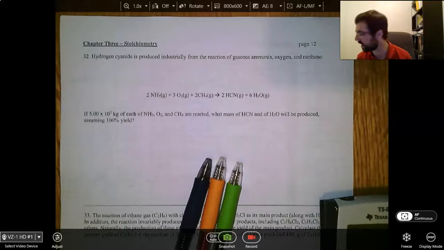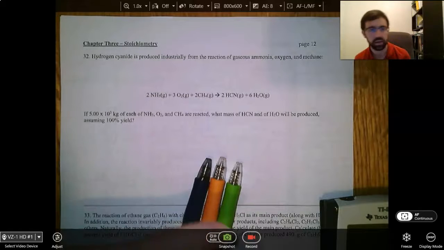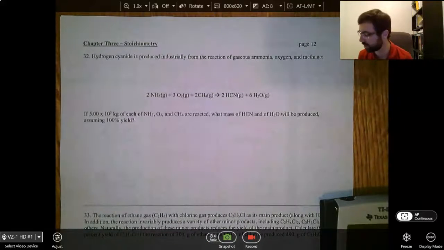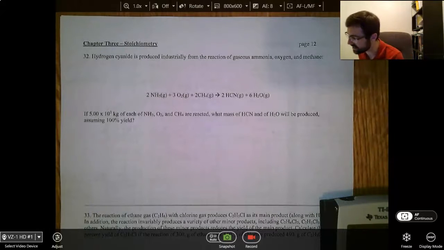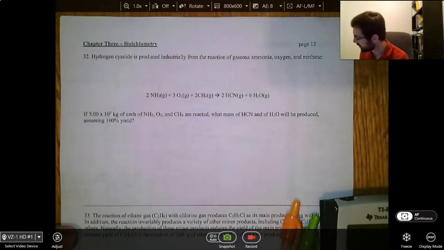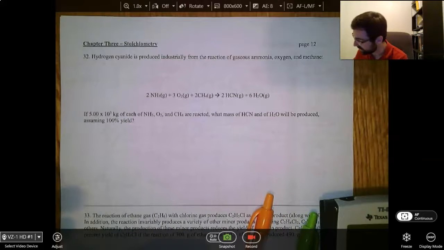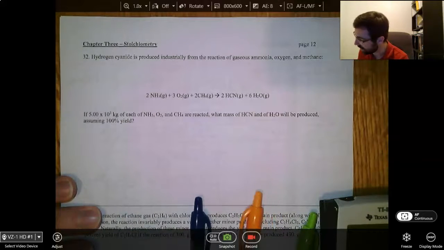Hey class, this question is from AP Chemistry Chapter 3 homework, stoichiometry. We're looking at number 32. It says hydrogen cyanide is produced using this chemical reaction. It tells us what it's made of, and then it gives us some information about what we have available.